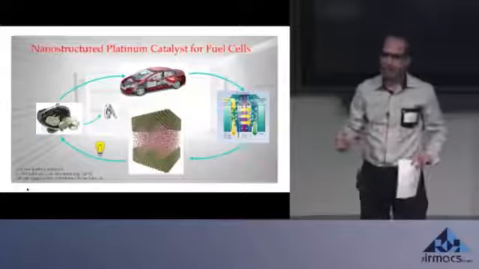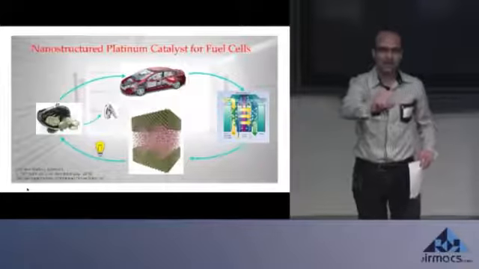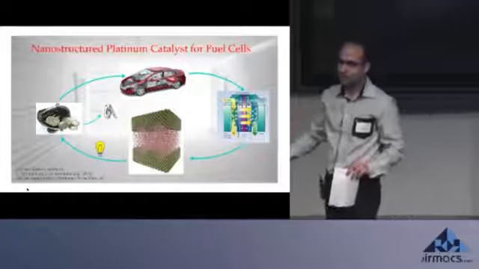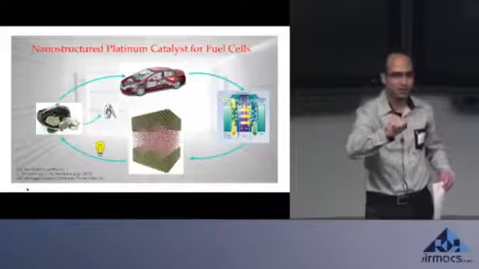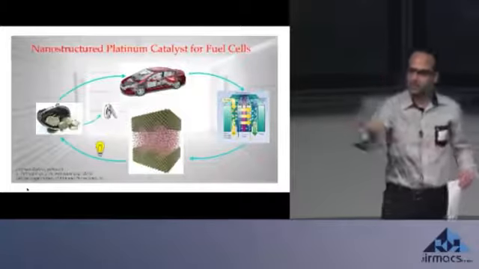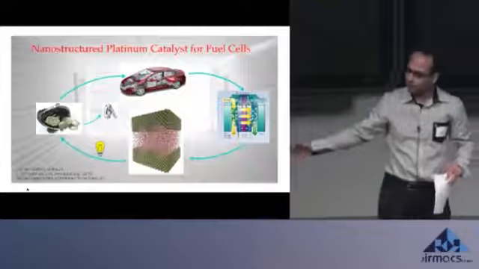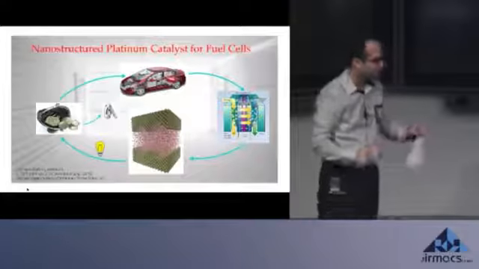What does that mean? If you think of this room as a catalyst and yourselves as reactants, then the catalyst nanostructure would be like the arrangement of chairs in the room. It affects how easily you can get to your spot, how easily you can walk around, and how effectively the space in the room is utilized.